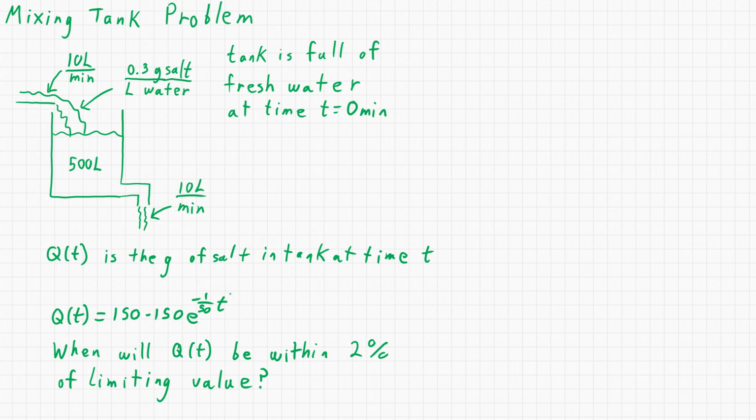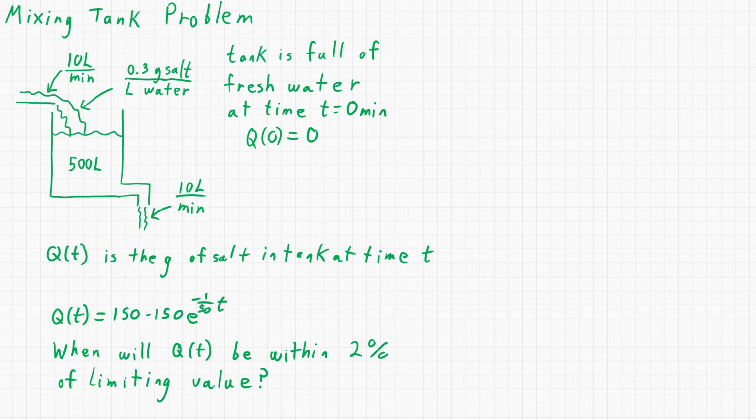So last time we set up the differential equation, we solved it with this initial condition, essentially that Q at time 0 is equal to 0. It's fresh water, beginning of the experiment. And now we're asked, okay, when will Q of t be within 2% of the limiting value of salt? All right, so first we have to figure out, well, what is the limiting value?